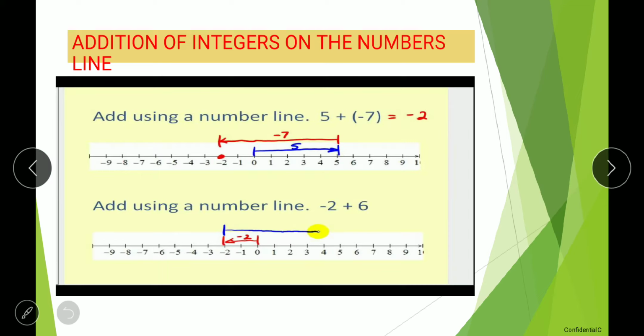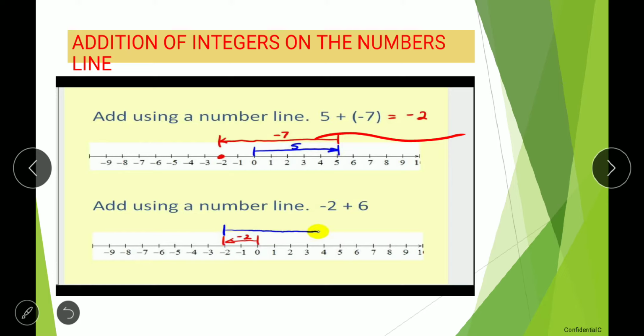And now we are going to learn how we can add these integers on the number line. By using the number line, we can add any two numbers, or three numbers, or more than two numbers. We can add or subtract by using the number line. Here we have the numbers 5 plus minus 7.